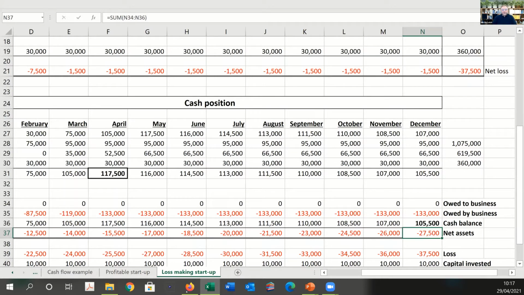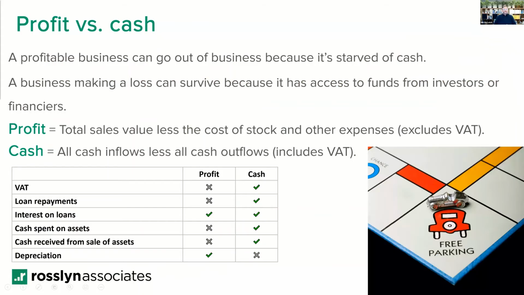So I won't labour this one. Basically, the point of this is to really emphasise the fact that a business that is profitable can run out of cash, and a business that makes losses can survive for a period either because it has access to funds or investors, or because the suppliers are giving them loads of credit and his customers are paying up front. So let's look at some other things that affect cash or profit, and either one or both.